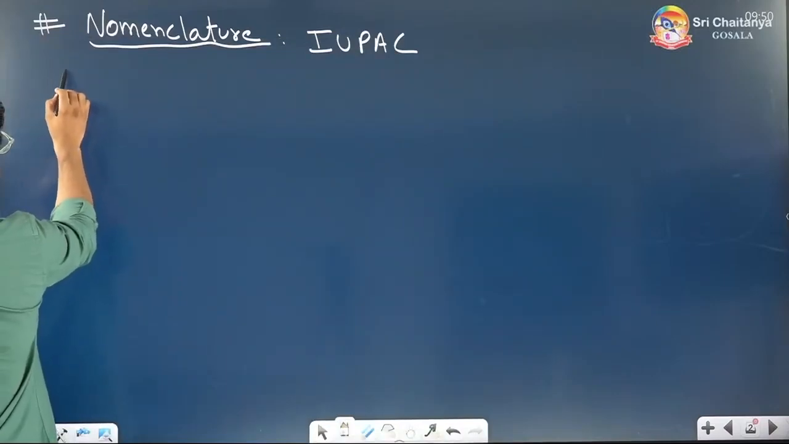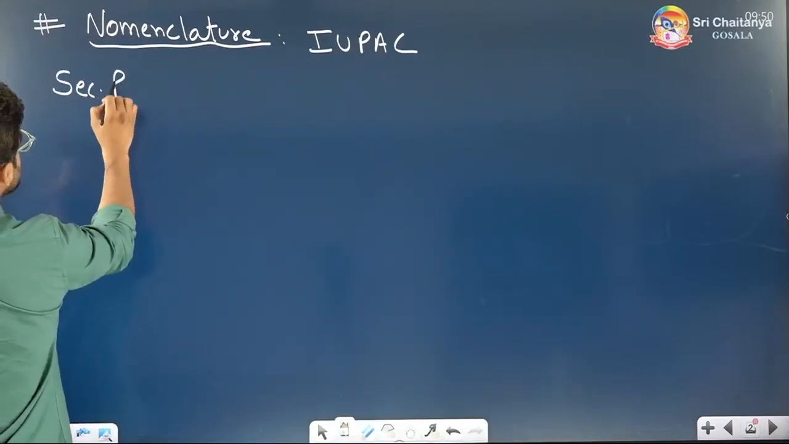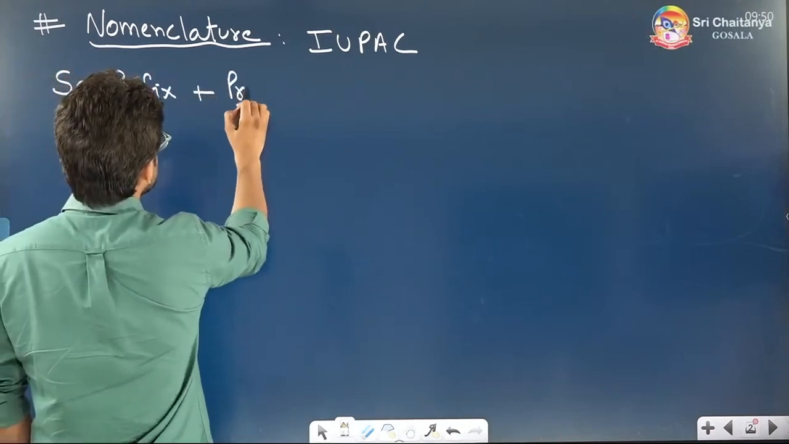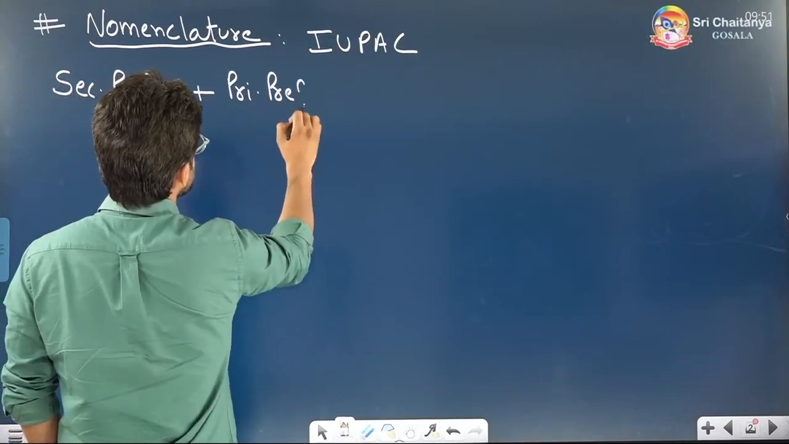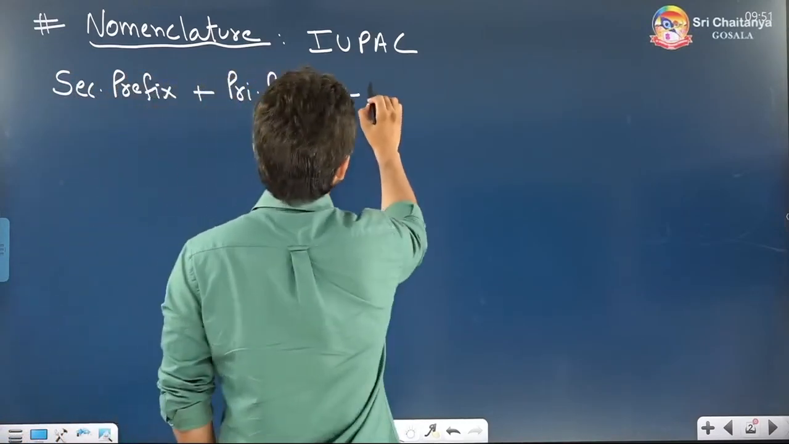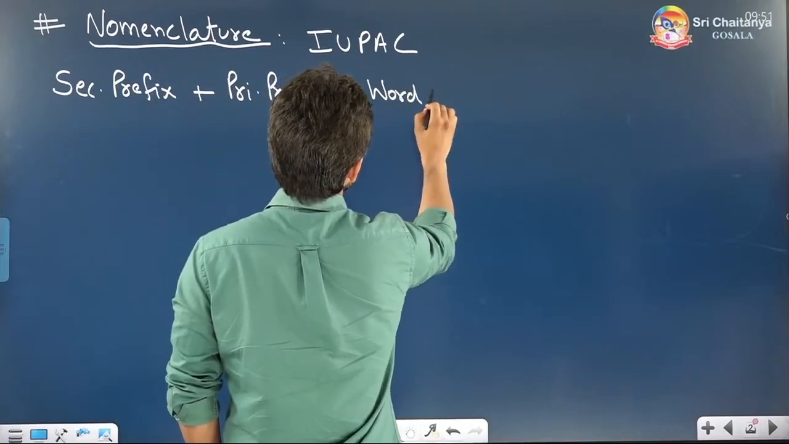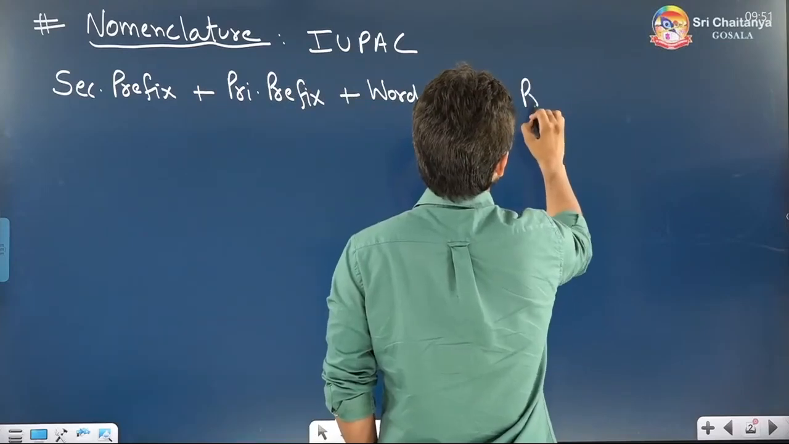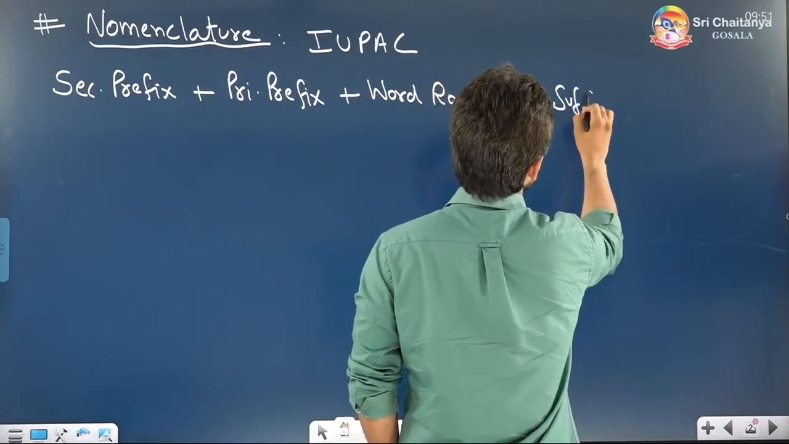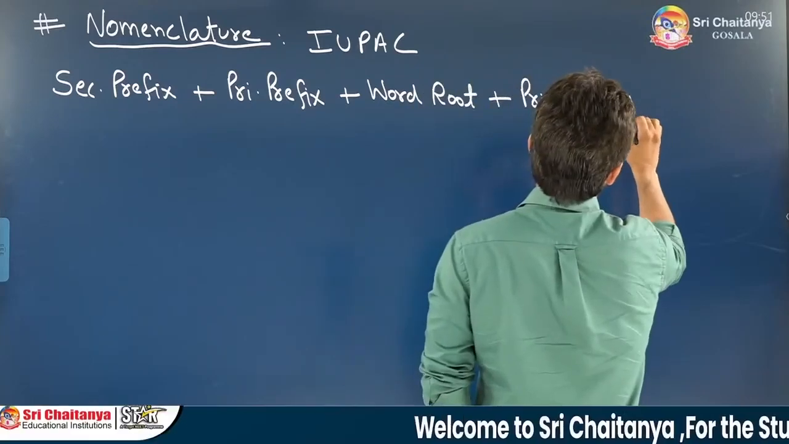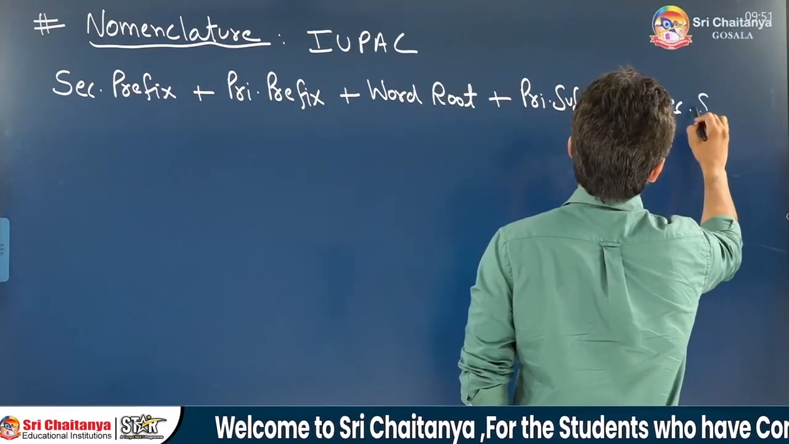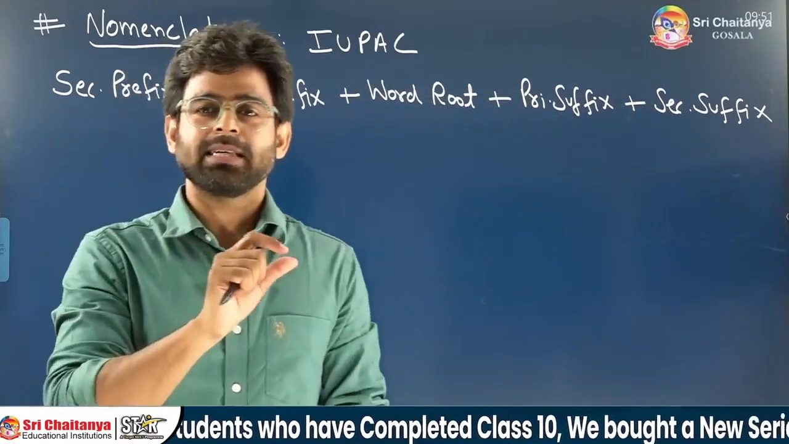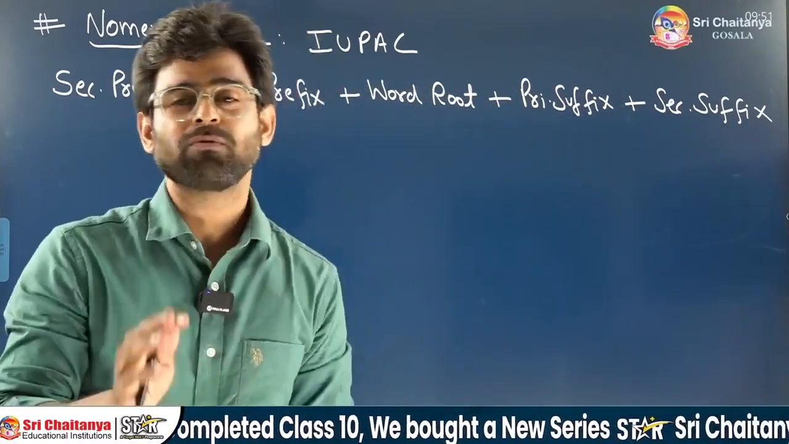First one is the secondary prefix. After that you will see the primary prefix. Next thing is your word root. And next one is our primary suffix. You know what a suffix is? Suffix means which comes later. And next is the secondary suffix. So these are the total 5 things which will be included in the naming of all your organic compounds.